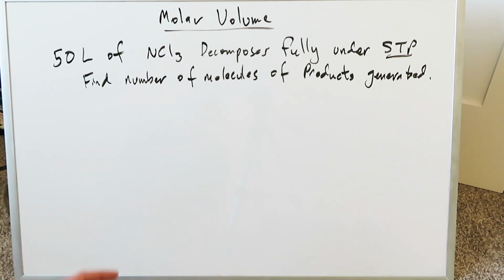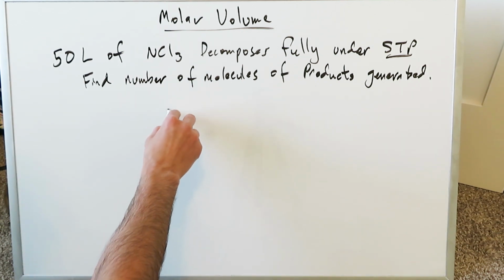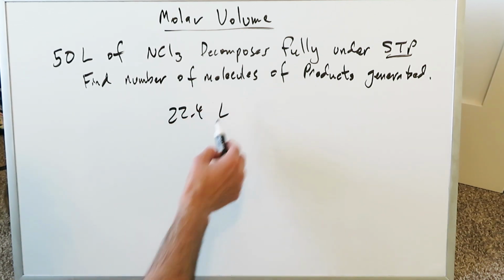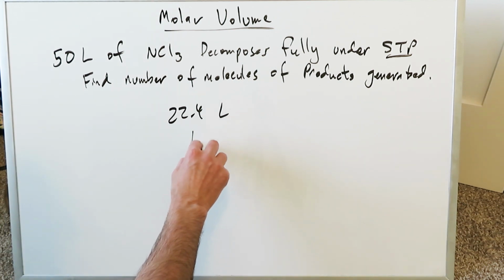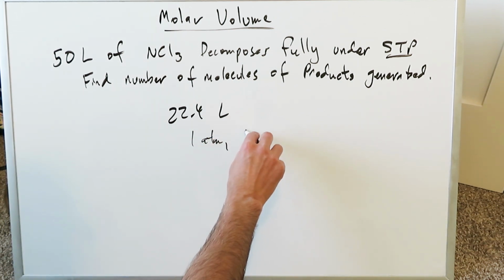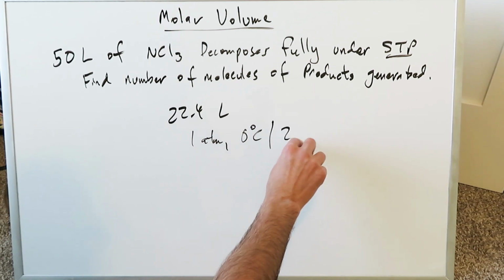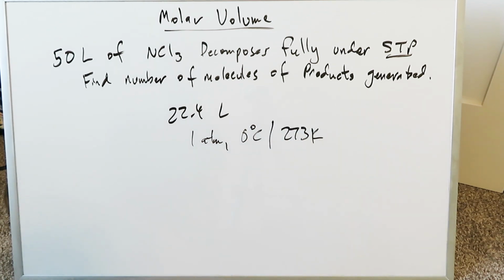We're discussing here by means of a single question molar volume. What is the molar volume? It's a concept that you need to understand. It relates any ideal gas as having a volume of 22.4 liters under standard temperature and pressure, 1 atmosphere and 0 degrees Celsius, which is basically 273 Kelvin.